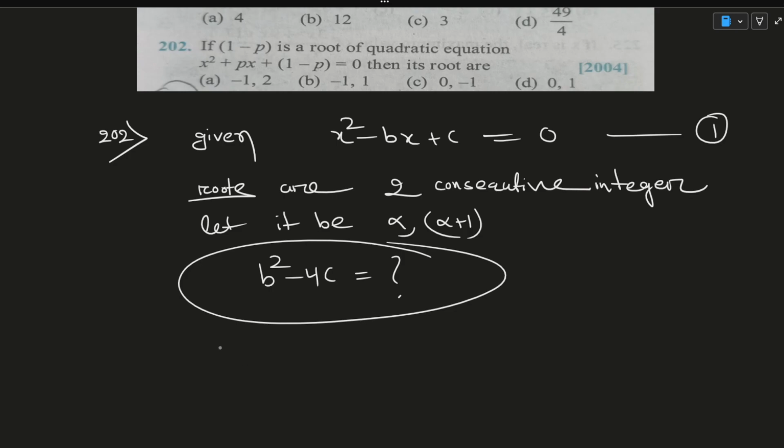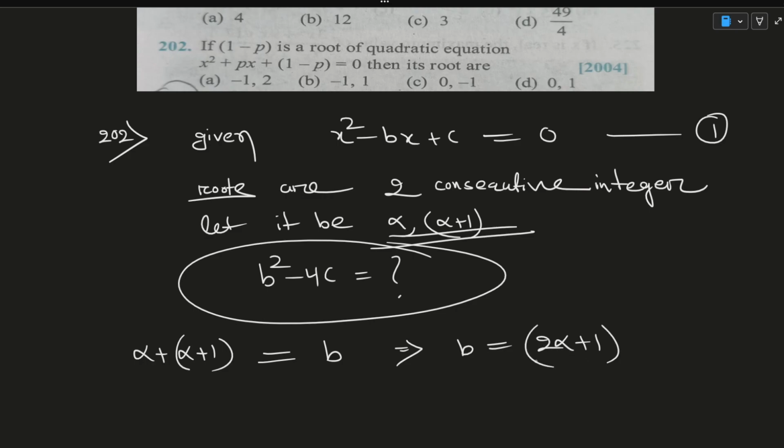Okay, so what is b? We have two roots here, alpha comma alpha plus 1. So alpha plus alpha plus 1, that is the sum of two roots, is equal to minus b by a. Here we are given minus b in place of b, so it will be b. So we got the value of b, which implies b is equal to 2 alpha plus 1.